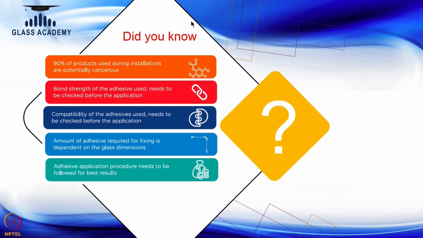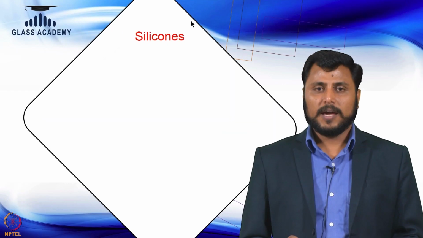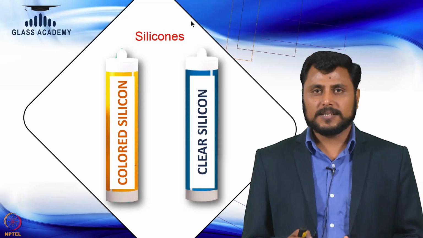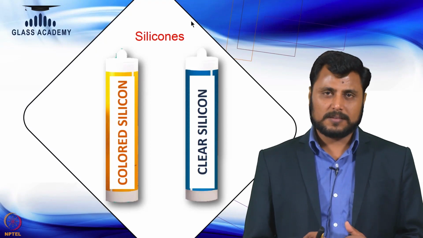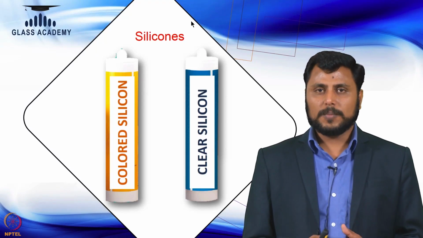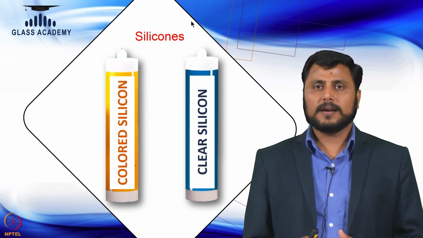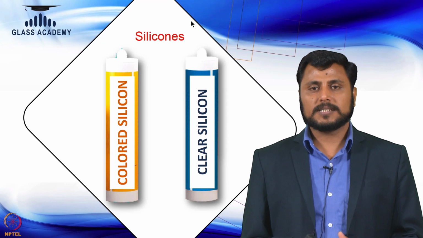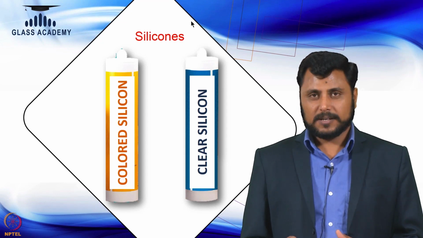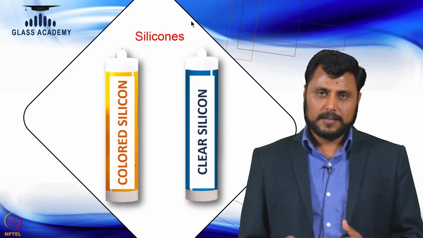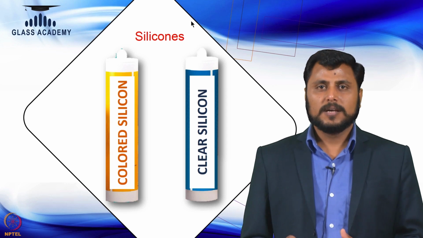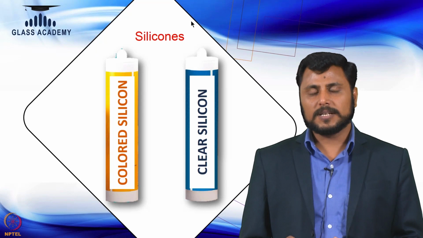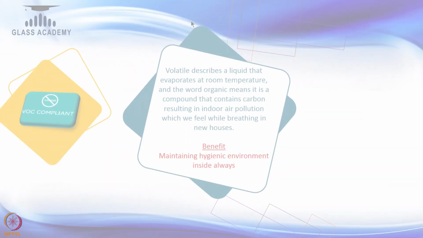So, let us start first with silicones. As I shared with you, there are two types of silicones available in the market. One is the colored silicone. Colored means there is a variety of colors, which commonly come in black, grey or white. Then the other category is known as clear silicone. So, depending on the application of the product, these different types of silicone can be selected. We will discuss what kind of silicone is to be used when.